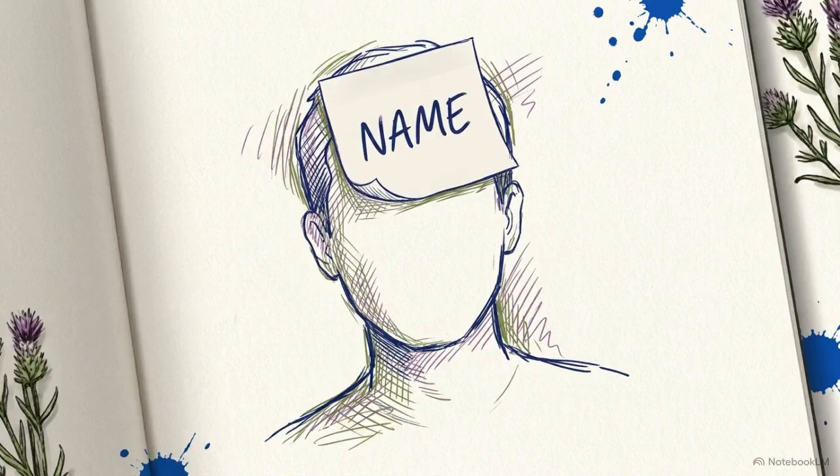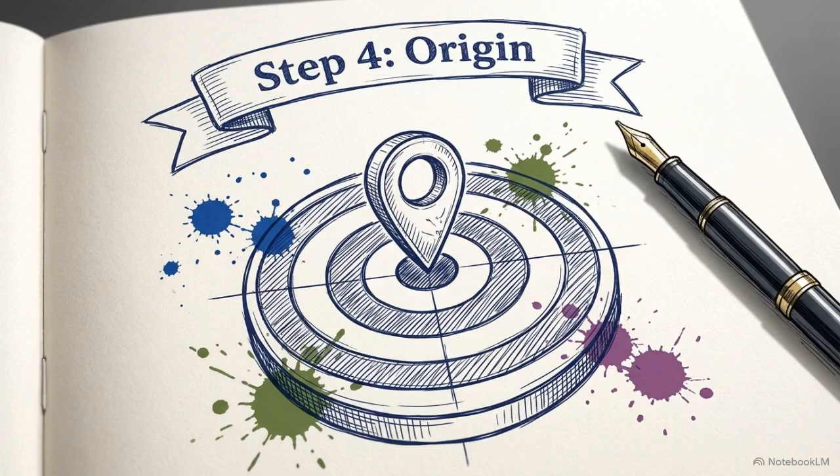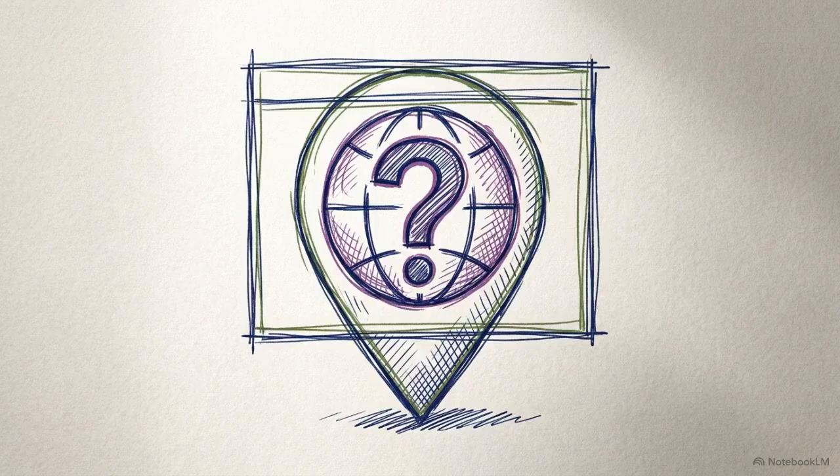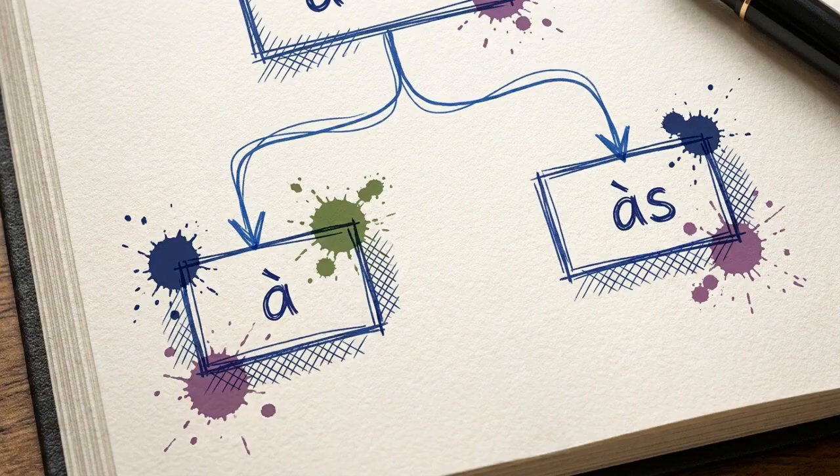In Gaelic, names are described using the preposition on. Instead of having a name, you effectively carry it. Step 4 is sharing where you are from. You ask this by saying, Cò às a tha thu? When you answer, you have to navigate a brief grammar choice. You will start with tha mi, but then you have to choose between two prepositions, à or às.